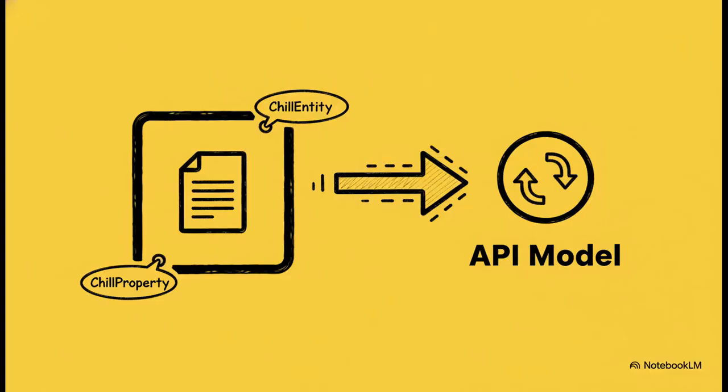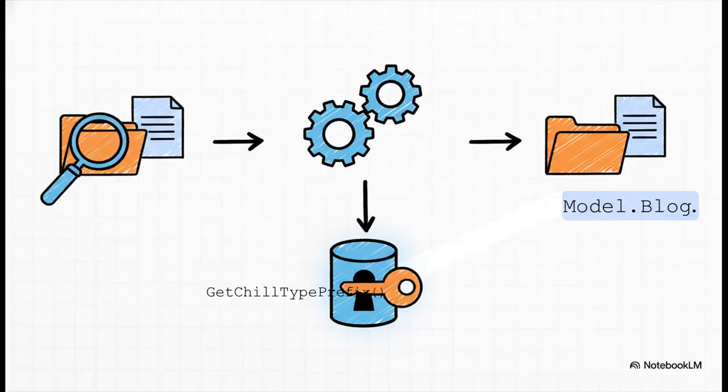Okay, step 1. We gotta define our data model. Take a look at this blog class. It's just a simple C# class, right? But look closer at those attributes. ChillEntity and ChillProperty. That's the magic. These little markers are basically telling ChillSharp, hey, you see this class? I want you to expose it through the API. You're not writing controllers or endpoints, you're just decorating your model. It's so clean.